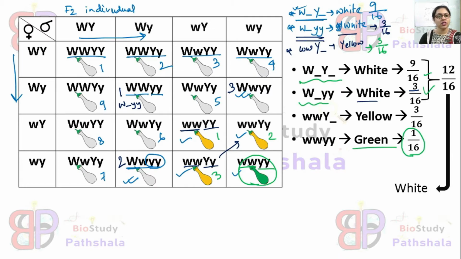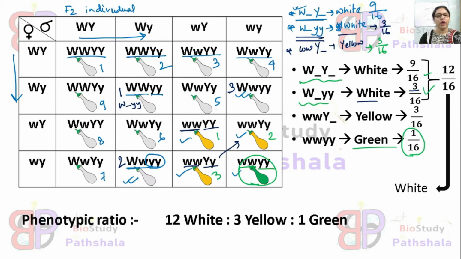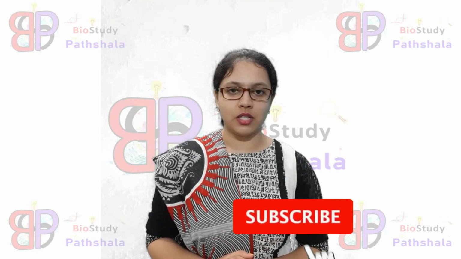So through this checkerboard, we can obtain the phenotypic ratio as 12 white, 3 yellow and 1 green. So this is the dominant epistasis phenotypic ratio. So we have learned the cross of dominant epistasis, what the genotypes responsible for each phenotype are, and what the actual phenotypic ratio for dominant epistasis is.